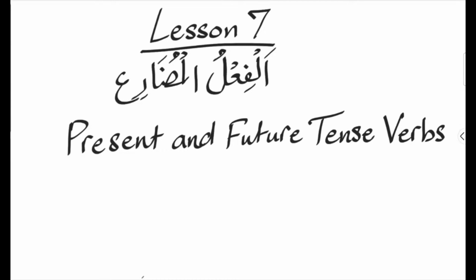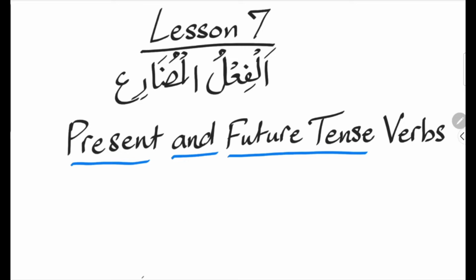In the previous lesson, we discussed dhamirs or pronouns. In the third lesson, we discussed past tense verbs. In this lesson, we will be discussing الفعل المضارع. الفعل المضارع is basically a verb that consists of present and future tense. So it's one verb, but it consists of both present and future tense verbs.